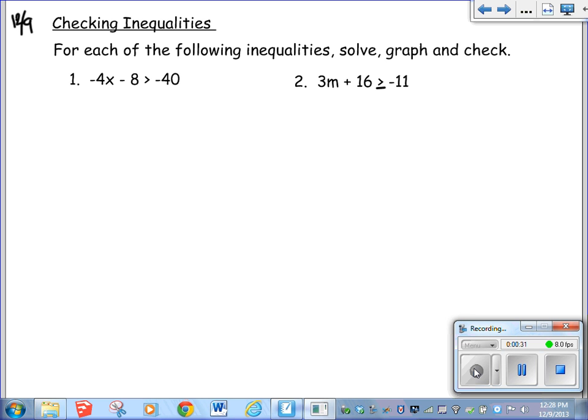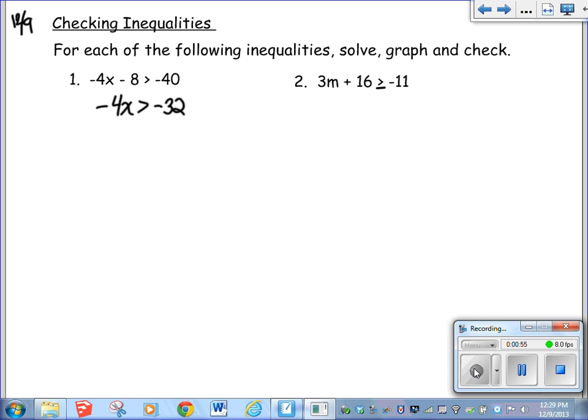All right, what was the first thing that you did when you went to solve this with your partner, Mikey? I added 8. Okay, and when you add 8 to both sides of this inequality, you should arrive at negative 4x is greater than negative 32. Negative 40 plus 8 is negative 32. All right, and now we need to isolate x. What's your next step after this?